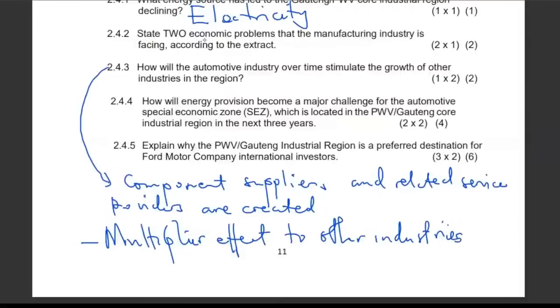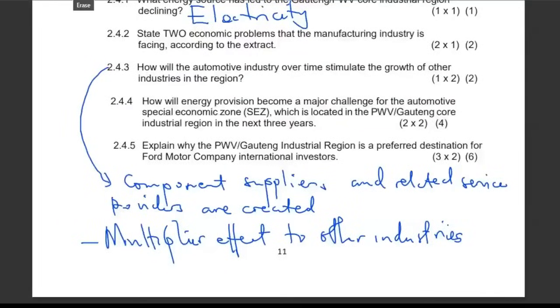You are working for an automotive industry, but at the end of the day, you are going to get paid. As you get paid, you are going to buy some other goods and services, which implies that you are also growing the other businesses where you are buying from because of the income that you got from your employment in the automotive industry. So that is the multiplier effect that is also going to happen in the other industries.